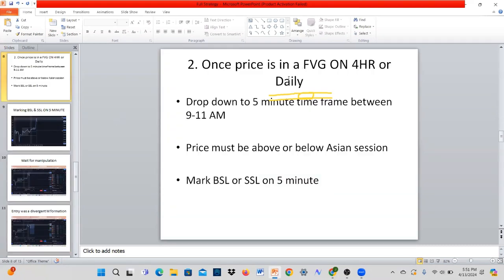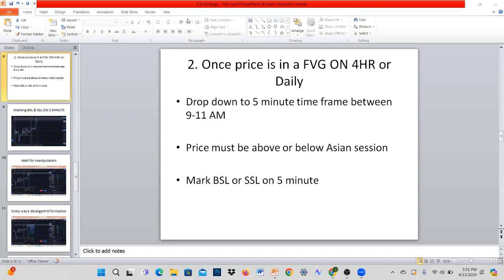So once price is in a fair value gap on the 4-hour time frame, we're dropping down to our 5-minute time frame, and I only trade between 9 and 11 a.m. Eastern time. So I only trade within those time periods because that's normally when you find the best setups. It's normally when the market wants to actually move, and you're more likely to win trades at that time, just based on my personal experience.